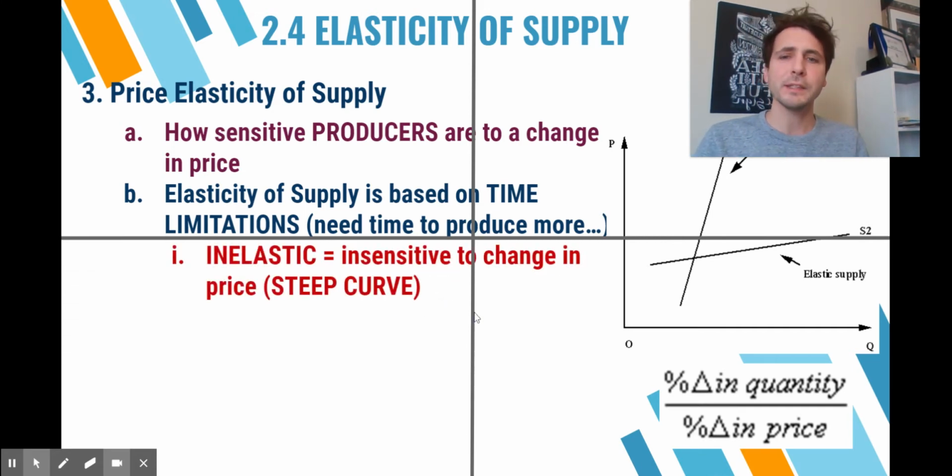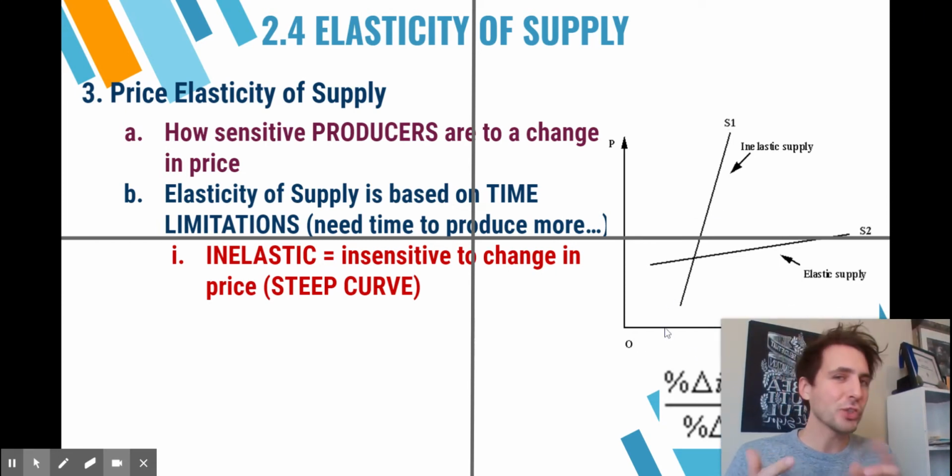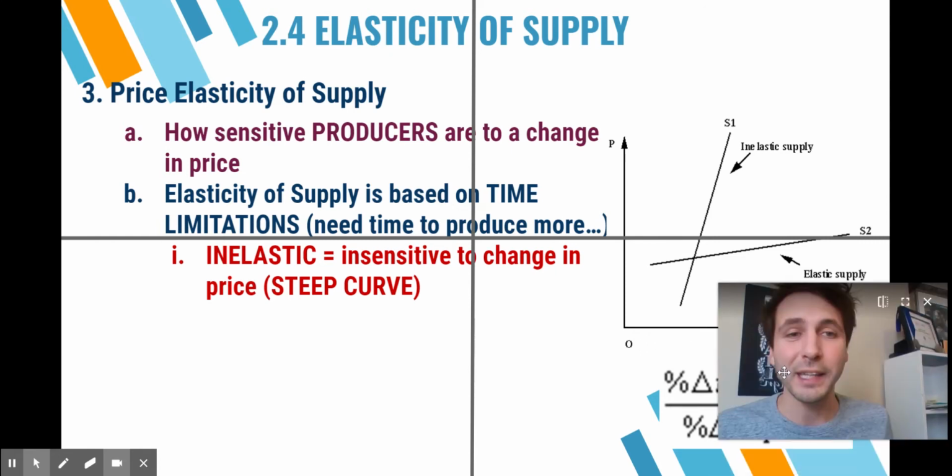Okay, so inelastic means insensitive to change. Again, an increase in price results in only a small increase in quantity supplied. The law of supply is still there, but it doesn't have as dramatic an impact. It looks like a nice steep curve, as we can see here. Inelastic supply, just like inelastic demand, is upward sloping, and it is very steep.